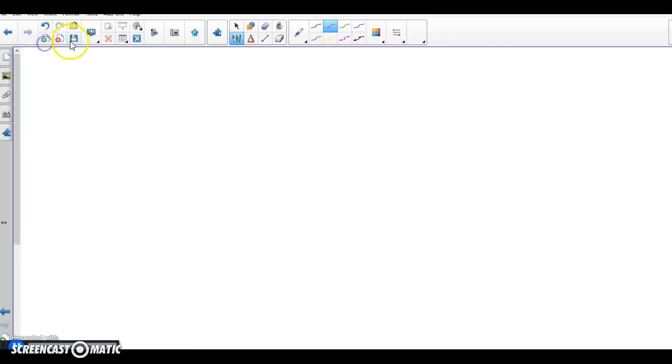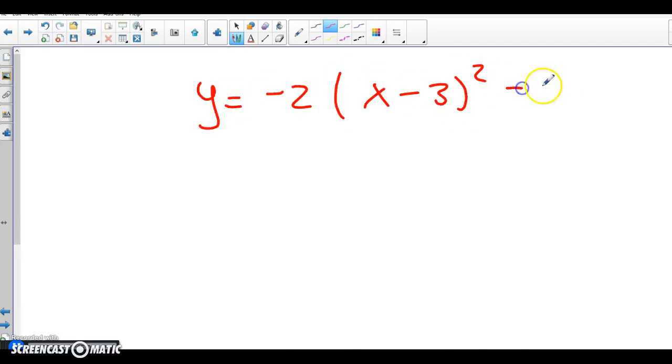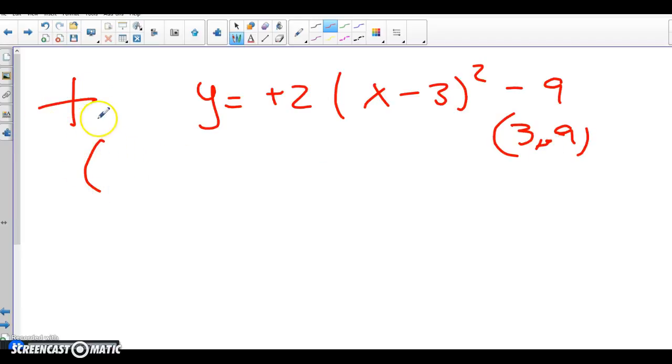Now, one extra thing we're going to throw in here is the number in front of the whole equation. Ignore the negative 2 for a second. Let's do plus 2. I have this, and I get my vertex. My vertex is 3, 9. No, it's not. It's 3, minus 9. So how do I sketch this? Go over 3, down 9.